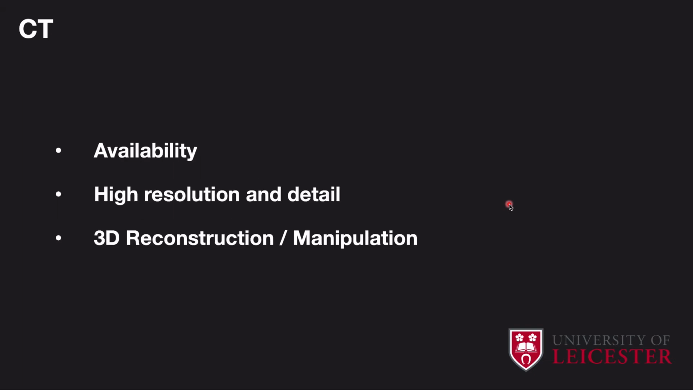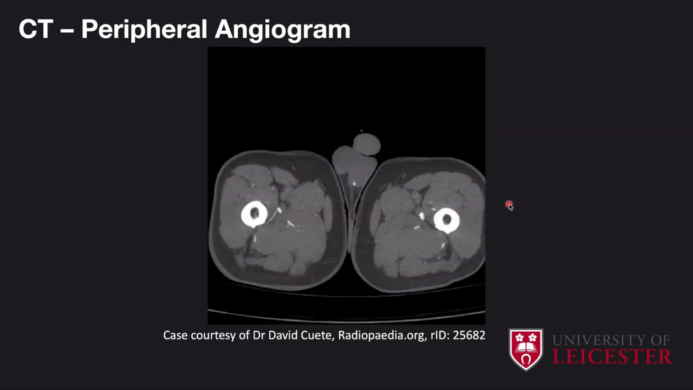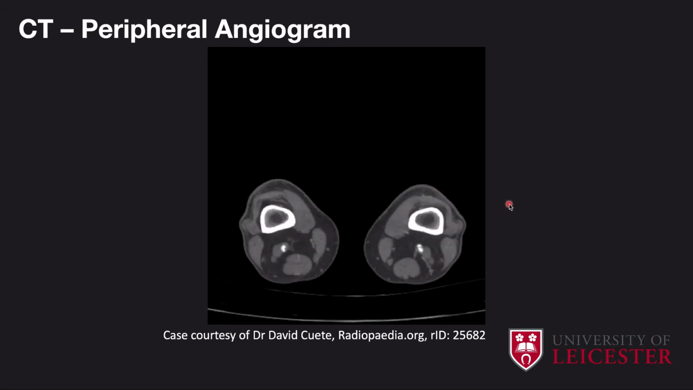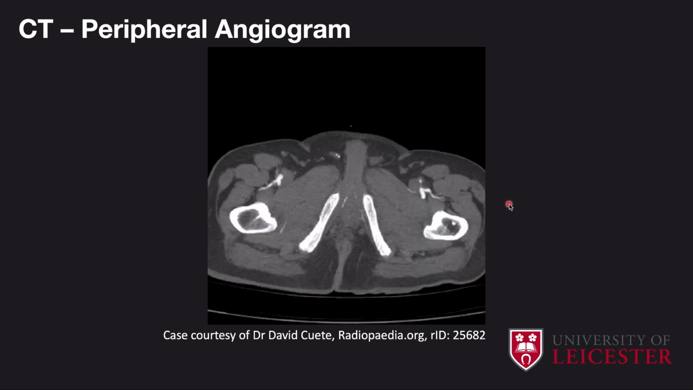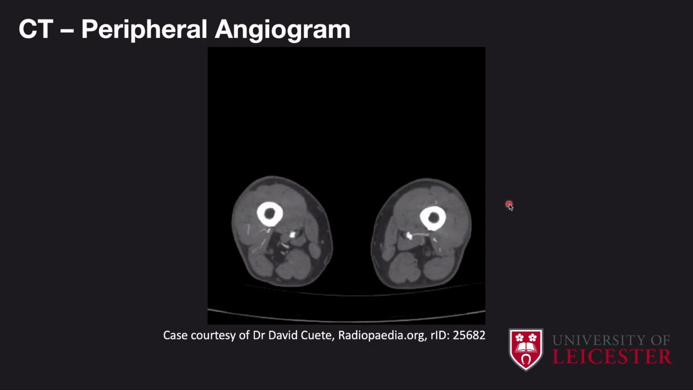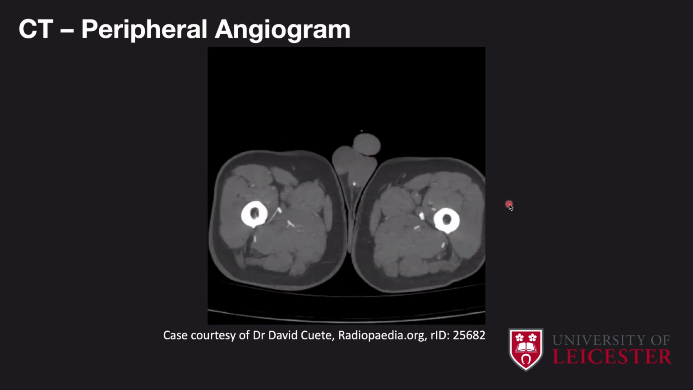But it is available around the clock, quick to perform, provides high-resolution images and detail, and the images can be manipulated and reconstructed to help with image interpretation. The first example I want to show you is an image of a peripheral angiogram. These are images that we are familiar with when we think of CT scan. We also think about a radiologist endlessly scrolling through hundreds of images like this, and then typing up a report.